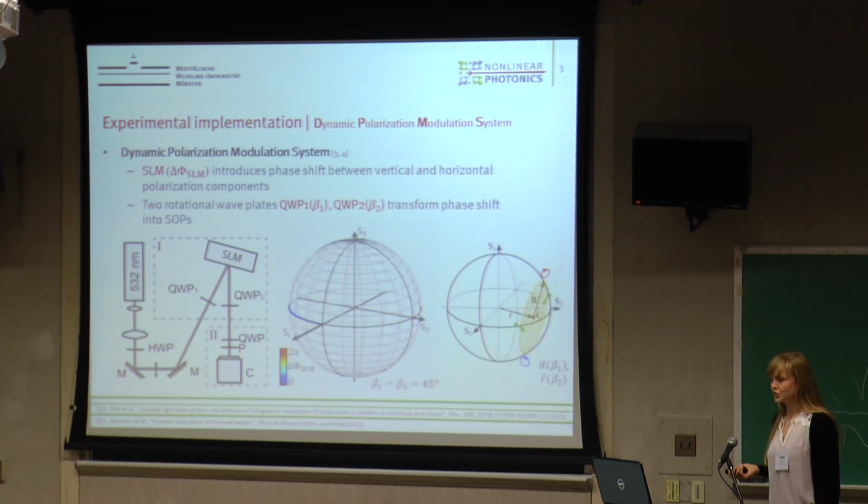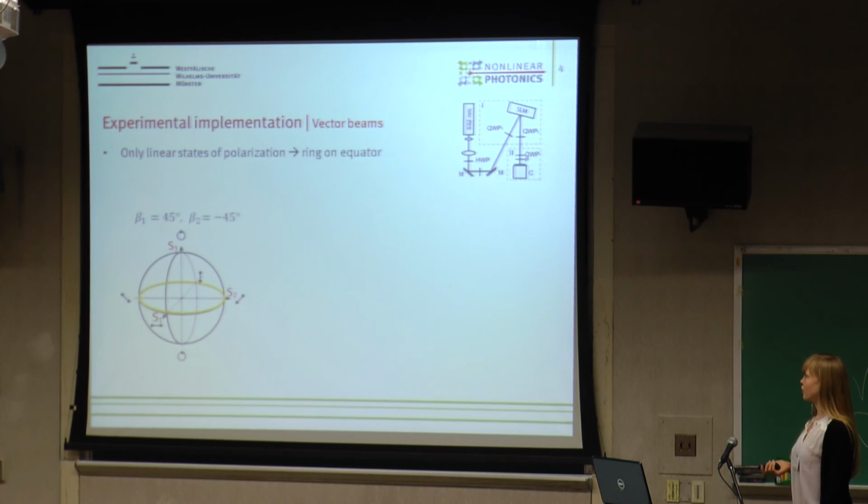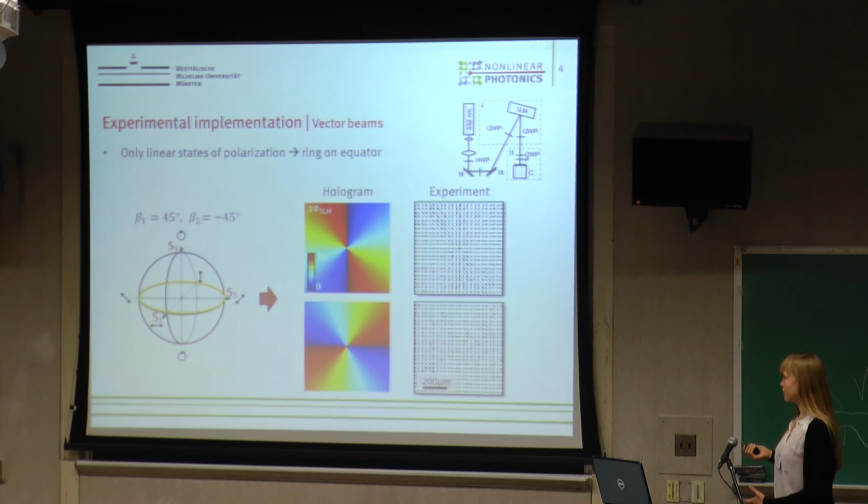Okay, so in the following we want to generate vector beams. This means we only need these linear states, so we only need the ring on the equator. This can also be achieved by the angles 45 and minus 45 degrees. And if we now choose to have, for example, one of these two holograms, we could achieve a radial distribution or the azimuthally polarized beam, as in these two cases.